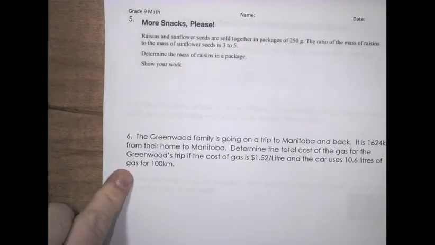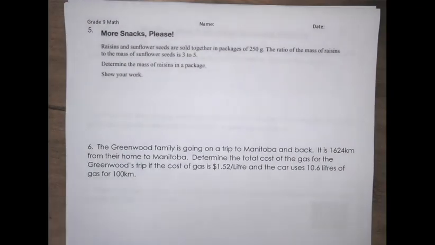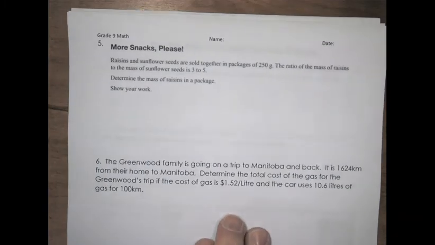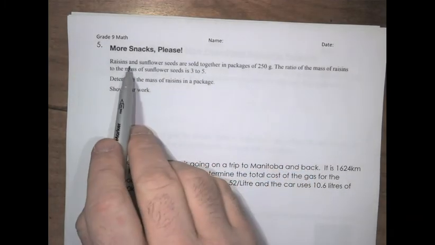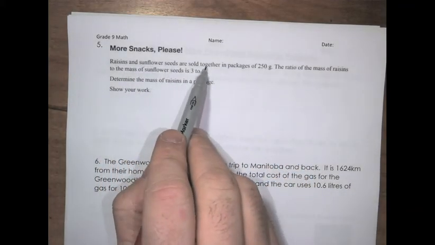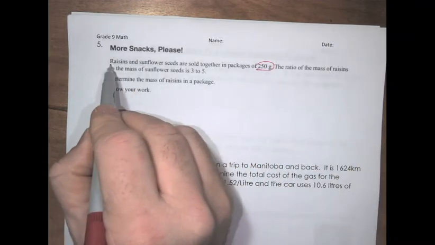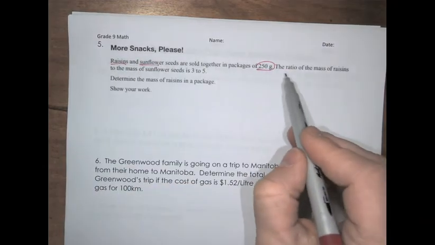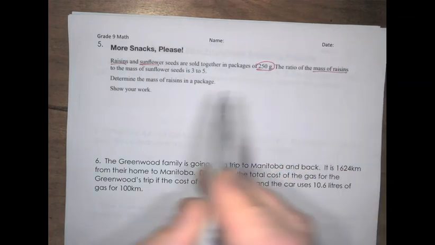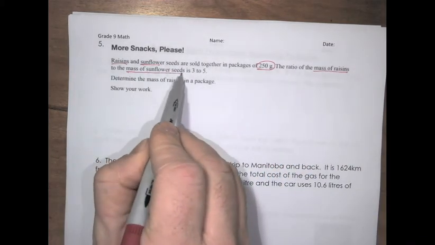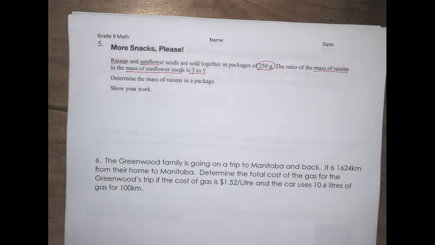All right. So let's take a look at one more, and then we'll let you move on to the practice. Raisins and sunflower seeds are sold together in packages of 250 grams. The ratio of the mass of the raisins to the mass of the sunflower seeds is 3 to 5. Determine the mass of the raisins in a package.